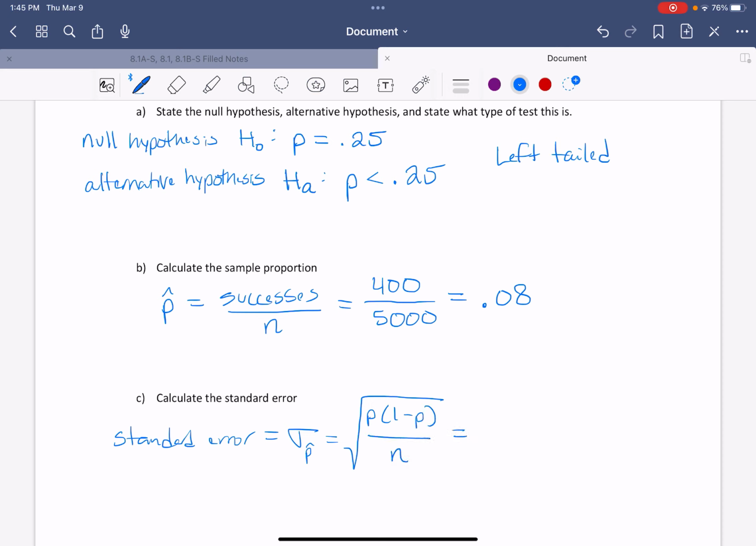So please be careful here. Probably the most common mistake I see is that students, instead of using p, they use p hat. Okay, so remember to use p here. For a one-sample hypothesis test, the formula sheet is telling us to use p.